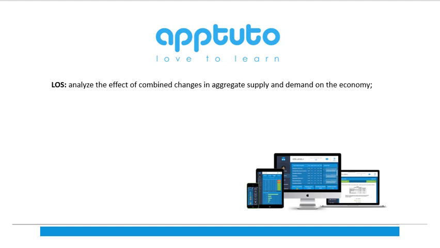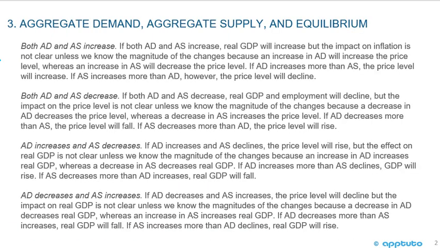This LOS is to analyze the effect of combined changes in aggregate supply and demand on the economy. Okay, we're going to talk our way through this first, and then the next slide is going to have a little table to help us memorize it. So now we're going to be looking at when both the aggregate demand and aggregate supply curves move, okay?